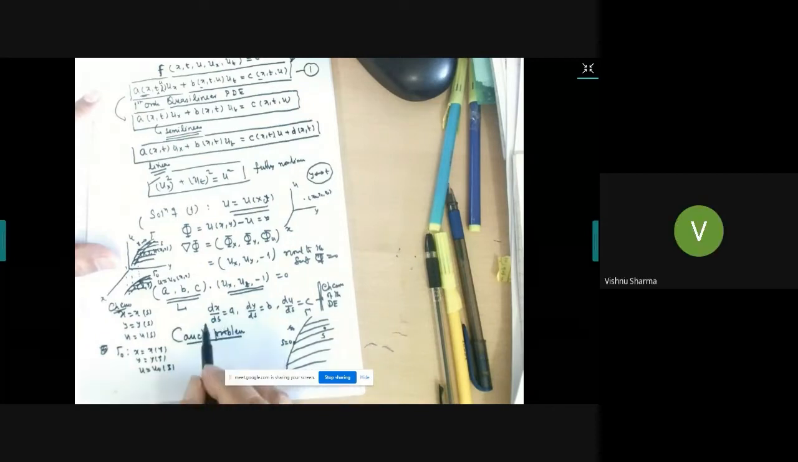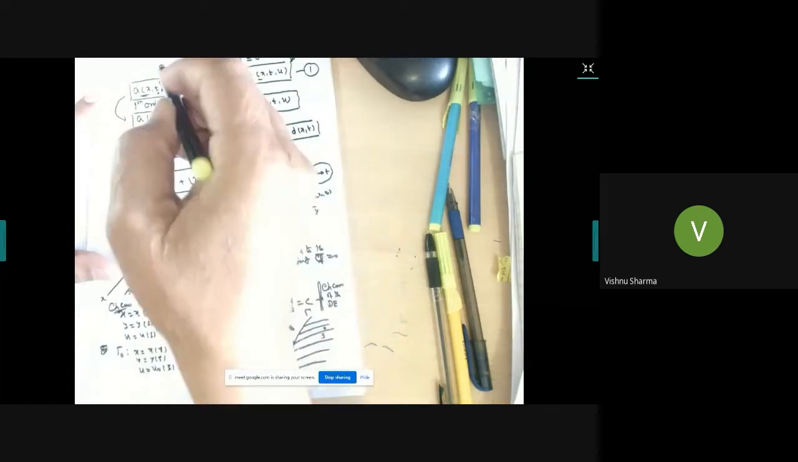So, in precisely what we are doing, this is a system of first order ODEs, and at s equal to 0, we know these conditions: x is equal to x of psi, y is equal to y of psi, and u is equal to u naught of psi. Like this. Is it all right?